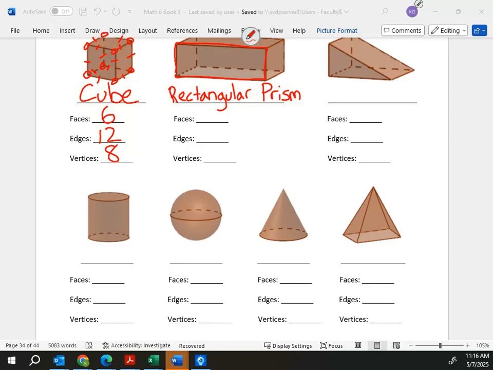How many faces does our rectangular prism have? Liam? 2. Remember, faces is every single side.